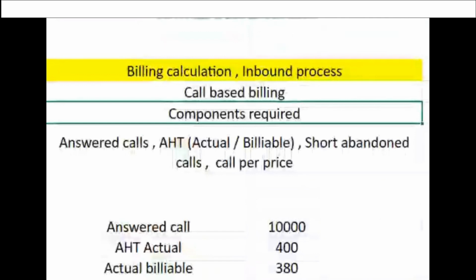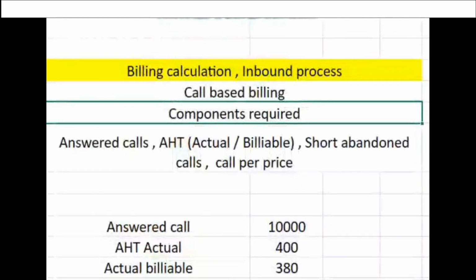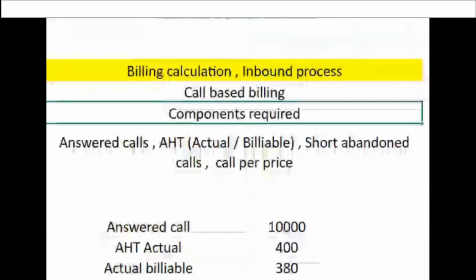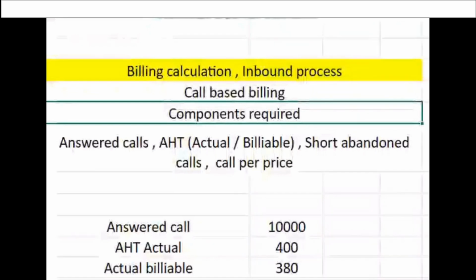After that, what are the components required for billing calculation for call-based? First of all, you need to have the answered calls. Answered calls would be those calls that have been answered by the call center. After that, we have AHT actual and billable.